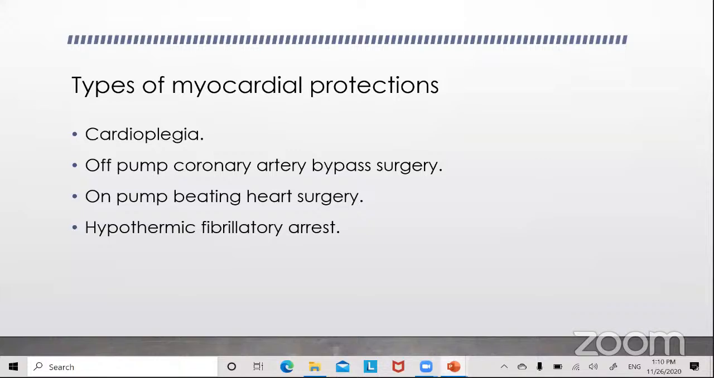Several methods of myocardial protection can be used to reduce the O2 demand. Cardioplegia is the mainstay, and we have non-cardioplegic methods such as off-pump coronary artery bypass surgery, on-pump beating heart surgery, and hypothermic fibrillatory arrest.